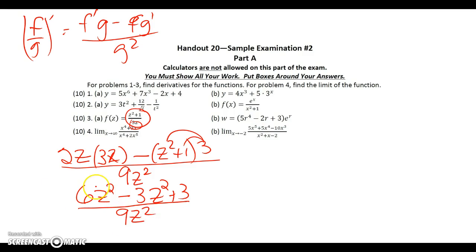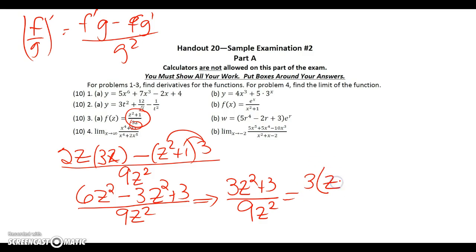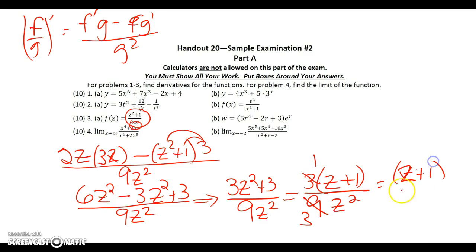All right, let's combine like terms. This will be 3z squared plus 3 over 9z squared. I'm noticing I have 3 as a common factor. So I will factor it out of the numerator, and it's going to be in my denominator. So 3 goes into 3 once, 3 goes into 9 3 times, so it'll be z squared plus 1 over 3z squared.